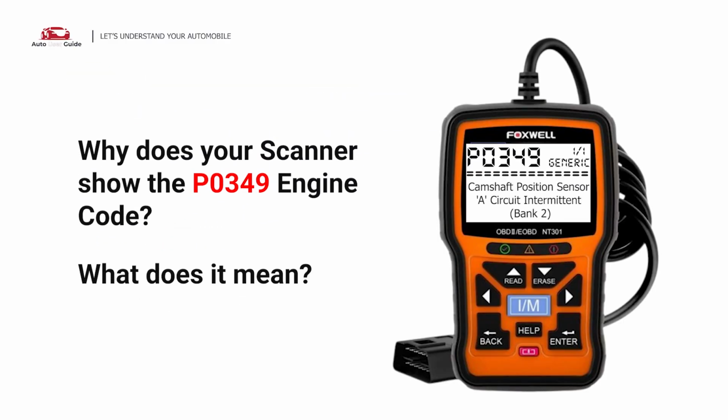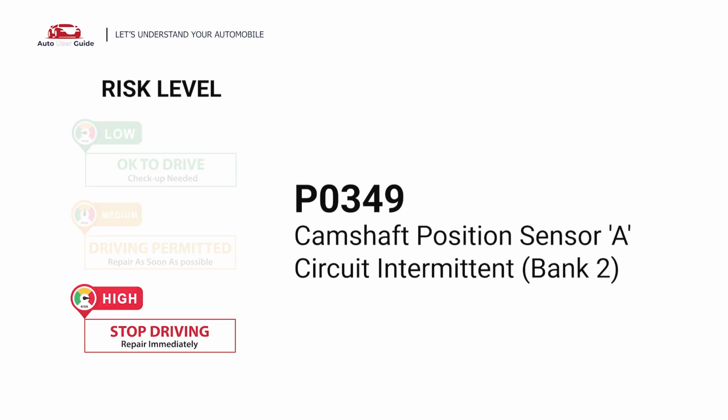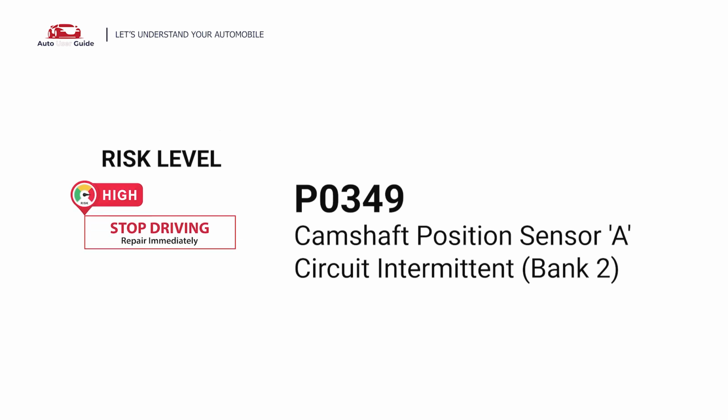Why does your scanner show the P0349 engine code? What does it mean? P0349 is a diagnostic trouble code for Camshaft Position Sensor A, Circuit Intermittent Bank 2.